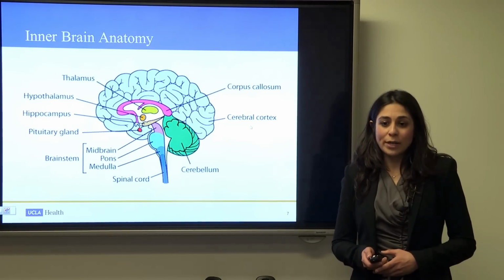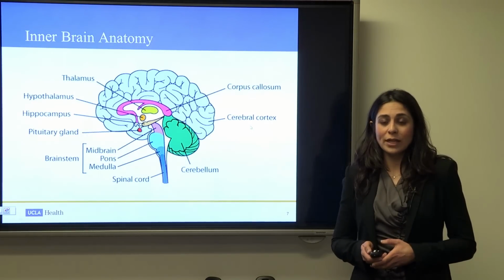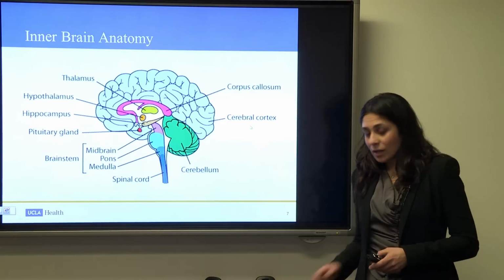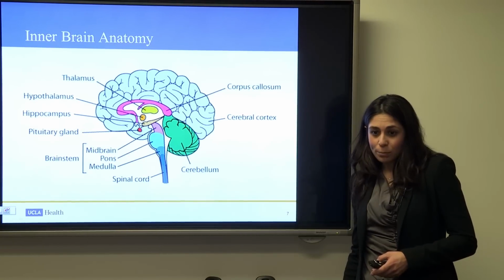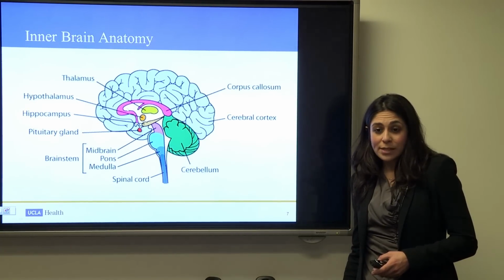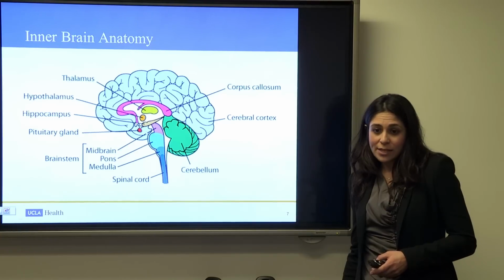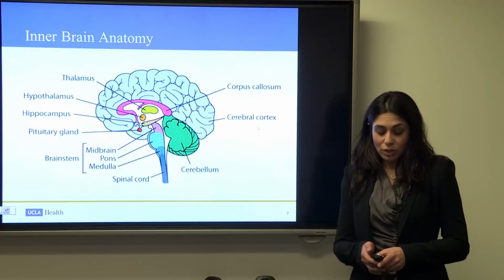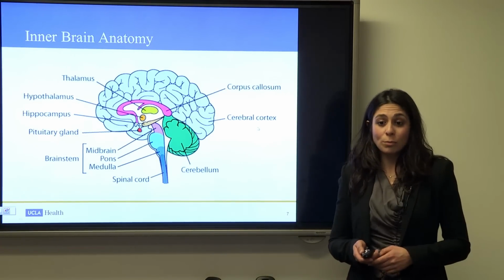Now here is inner brain anatomy. This is if you picture a brain sliced right down the middle and then looking from one side to the other. This pink structure here is the corpus callosum that connects one side of the brain to the other. And inside the brain you can see that there are various other structures in addition to the various lobes that I showed earlier.